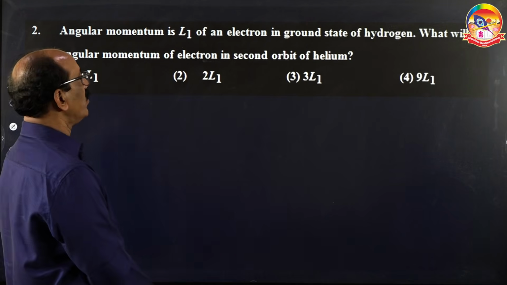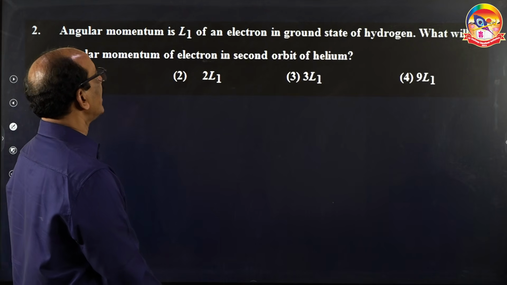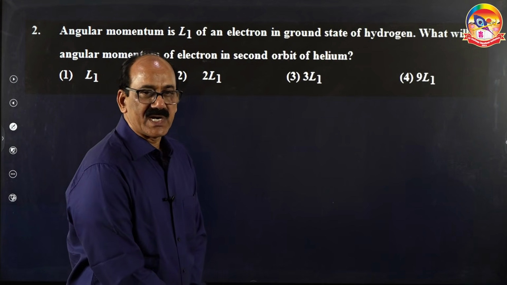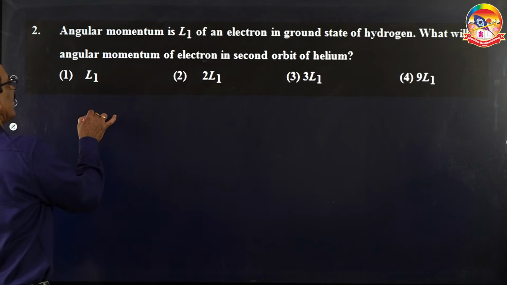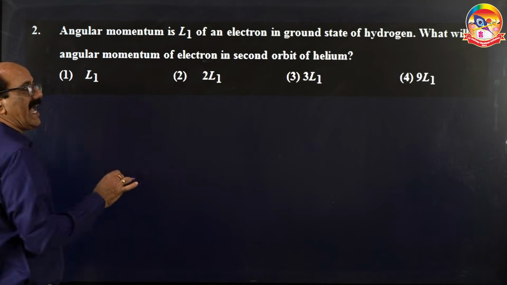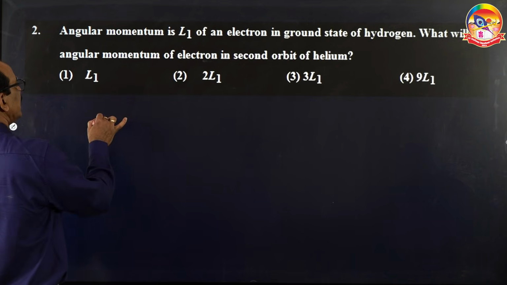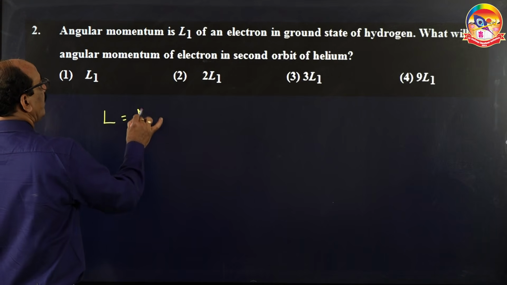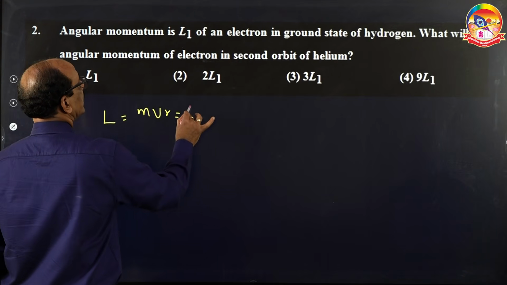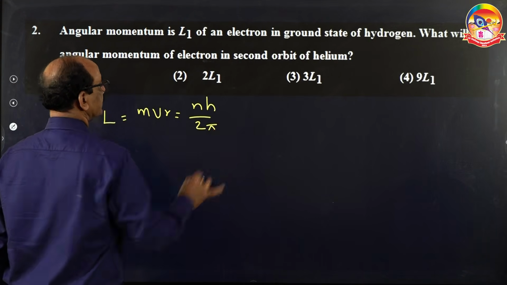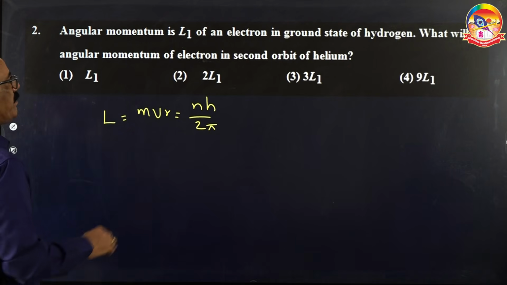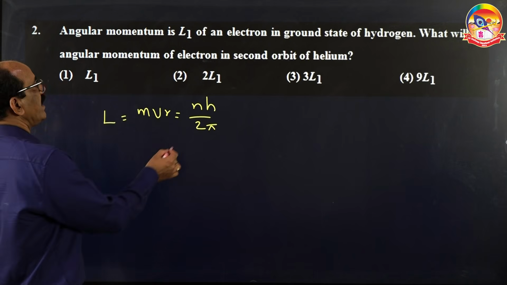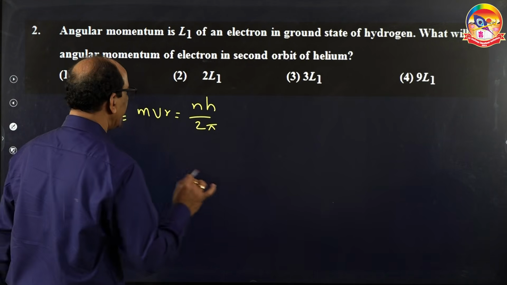Then the next one: the angular momentum is L1 of an electron in the ground state of hydrogen. What will be the angular momentum of the electron in the second orbit of helium? From the angular momentum quantization condition, the angular momentum of the electron in the nth orbit of a hydrogen atom or hydrogen-like species is given by L is equal to mvr, which is nothing but nh by 2 pi. So it is not dependent on whether it is a hydrogen atom or a helium-like ion, it is just dependent on the principal quantum number itself.